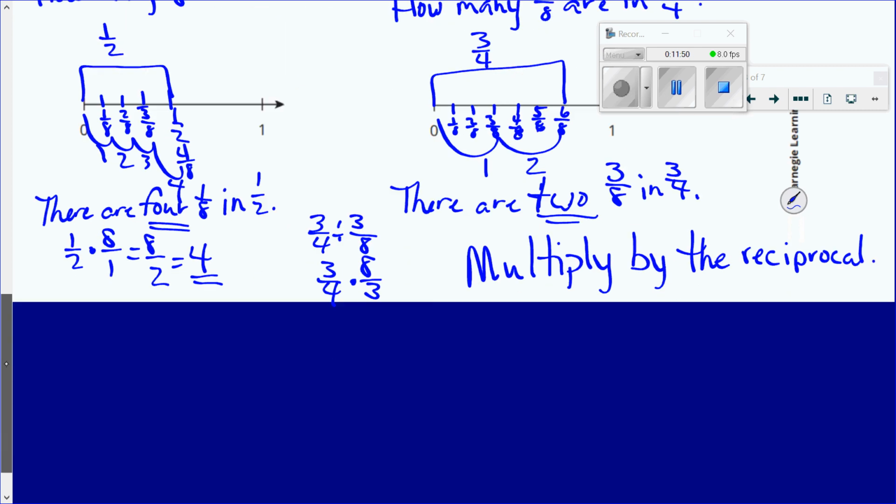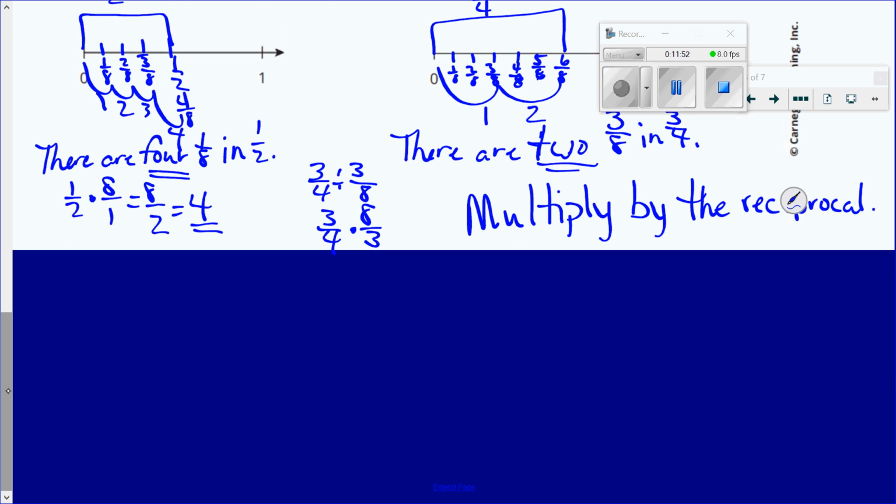So I'm going to do reductions this time, just because these numbers are going to get bigger. If I find a common factor on top and bottom, I can reduce it out before I do the multiplication. So I see a 3 on top and a 3 on bottom. I can divide both of those by 3. 3 divided by 3 becomes 1. 3 divided by 3 becomes 1.